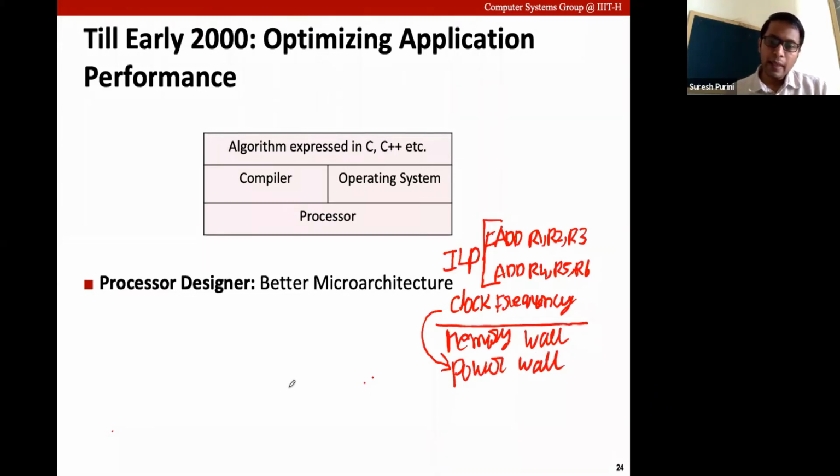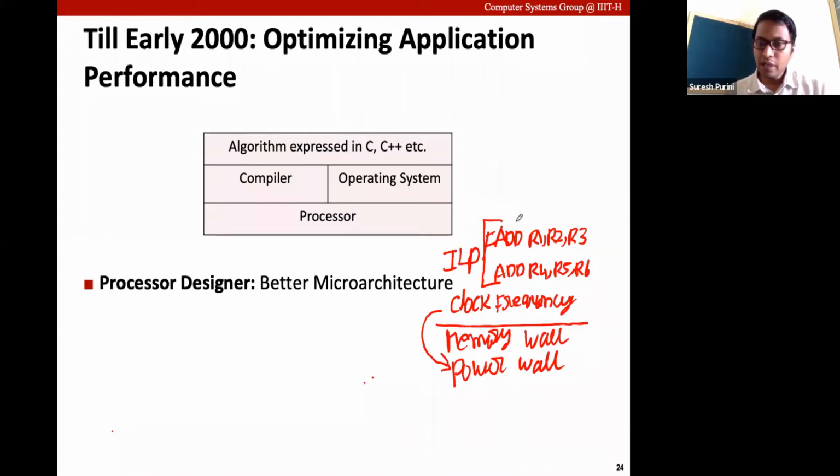Okay, and then the amount of instruction level parallelism that is present in a program is not infinite. If you think about the programs that you write in C, there will be some independence.